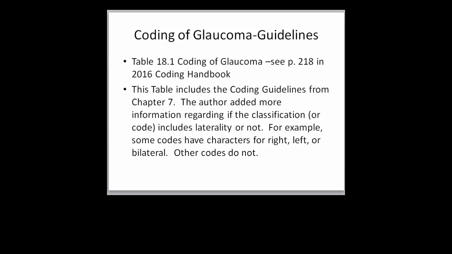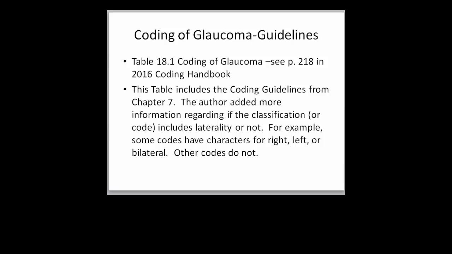Now let's move on to Chapter 7, which is the coding of eye disorders. In the Coding Handbook on page 218, table 18.1. She has created a table that includes those coding guidelines from Chapter 7, but also she added more information regarding if the classification includes laterality or not. For example, some codes you have a 5th, 6th, or 7th character that identifies if it's right, left, or bilateral. Other codes do not.